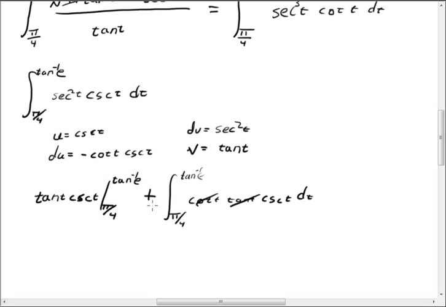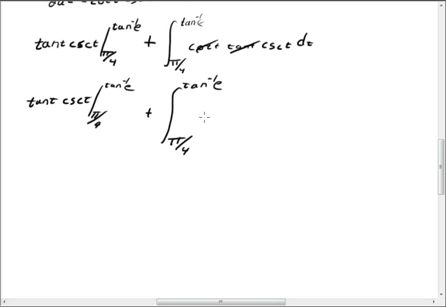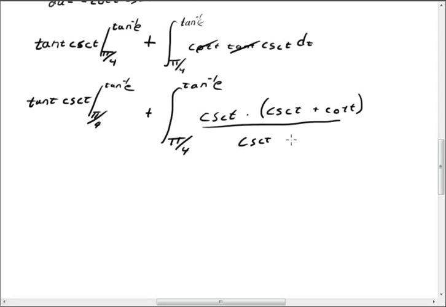And of course these cancel out, and we're left with tan t cosecant t evaluated from pi over 4 to tan inverse of e, plus the integral from pi over 4 to tan inverse of e of cosecant t. Well, how do you find the integral of cosecant t? Well, you multiply by cosecant t plus cotangent t, divided by cosecant t plus cotangent t, dt.